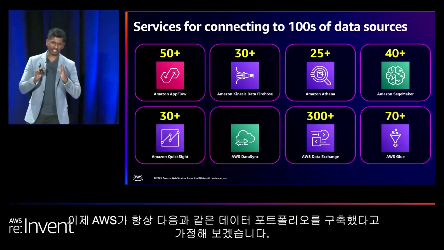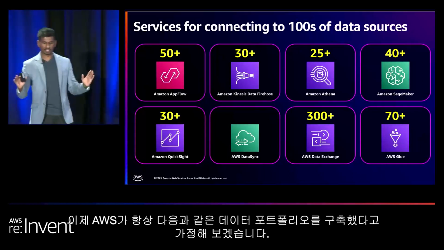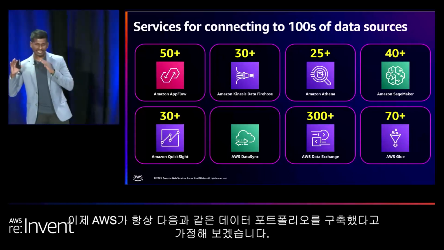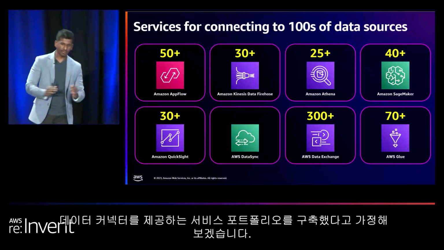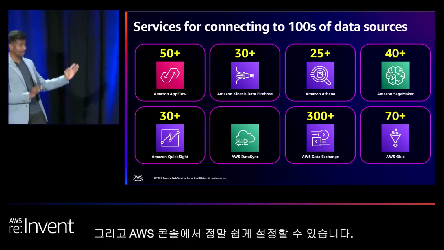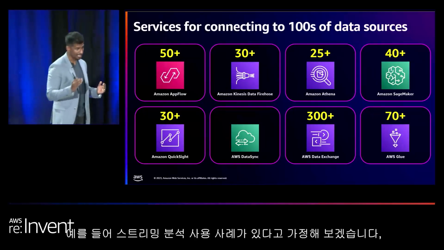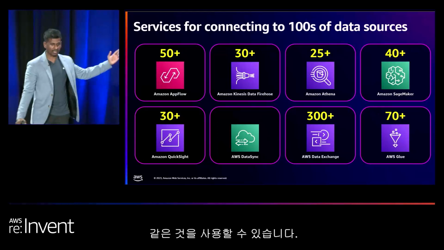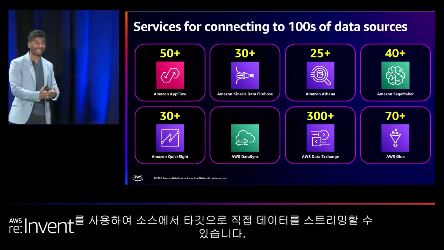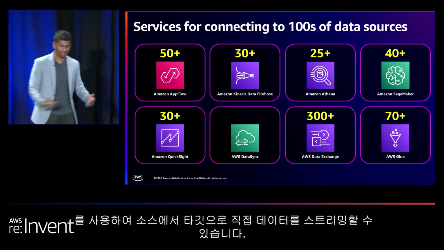Now, AWS has always built a portfolio of data services that provides hundreds of data connectors, and it's really easy to set up from your AWS console. For example, if you have a streaming analytical use case, you can use something like Amazon Kinesis Data Firehose to stream the data directly into your target from your source.